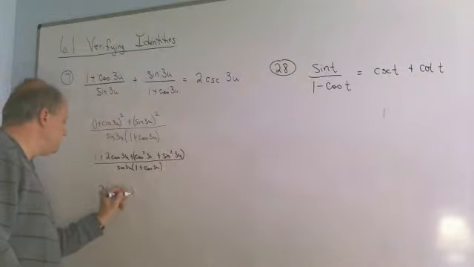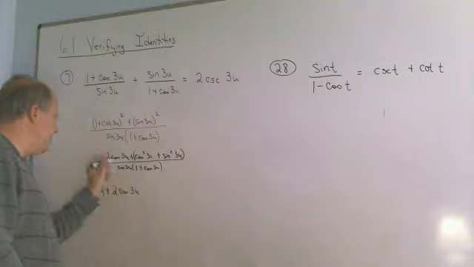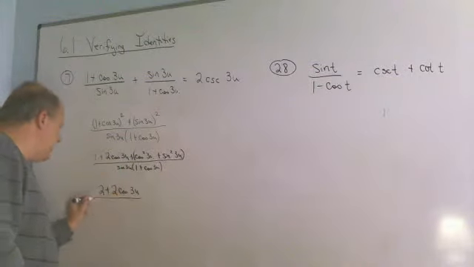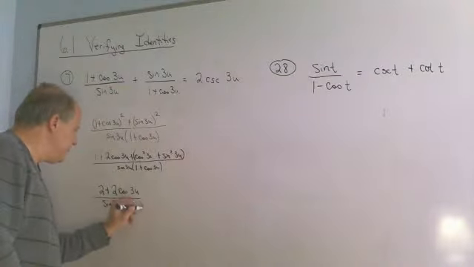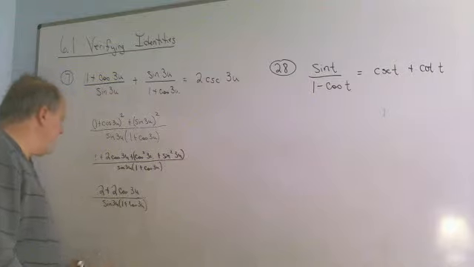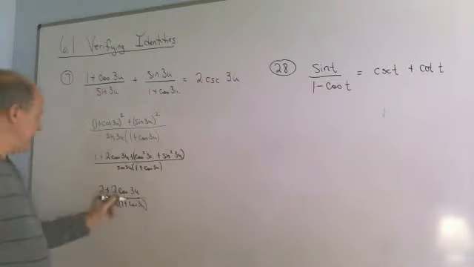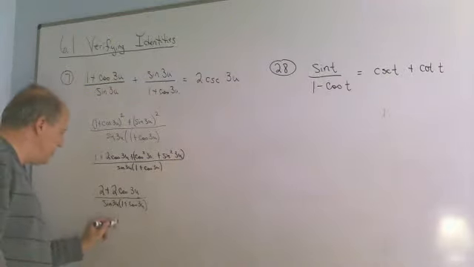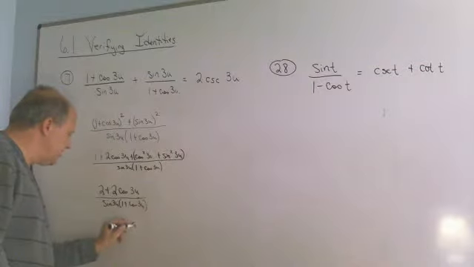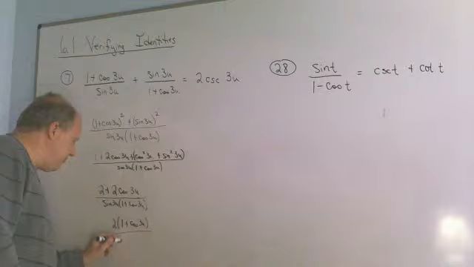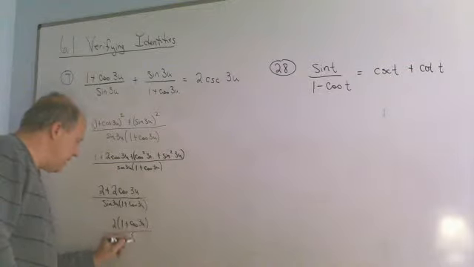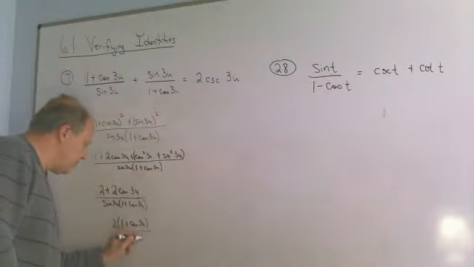And then 2 cosine of 3u just gets written down over sine of 3u times 1 plus cosine of 3u. Okay, now a little bit more algebra. Factor the 2 out. So it'll be 2 times 1 plus cosine of 3u over sine of 3u times 1 plus cosine of 3u.